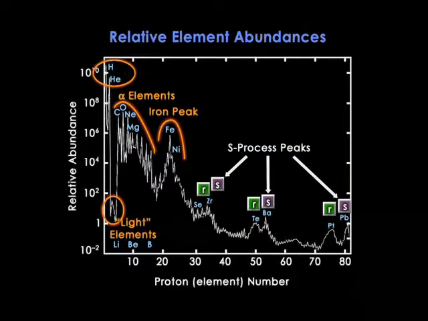You'll notice I've labelled them S process to distinguish them from the other 3 peaks that are close by called R process peaks. Why are there 2 sets of peaks? The answer is it's all to do with what frequency the neutrons are added. S stands for slow and R stands for rapid.